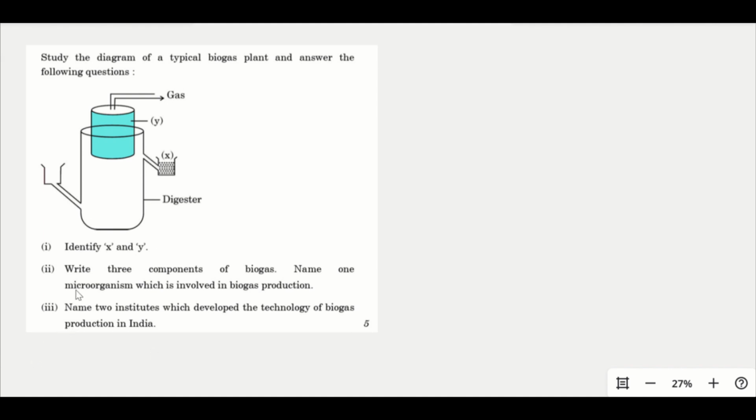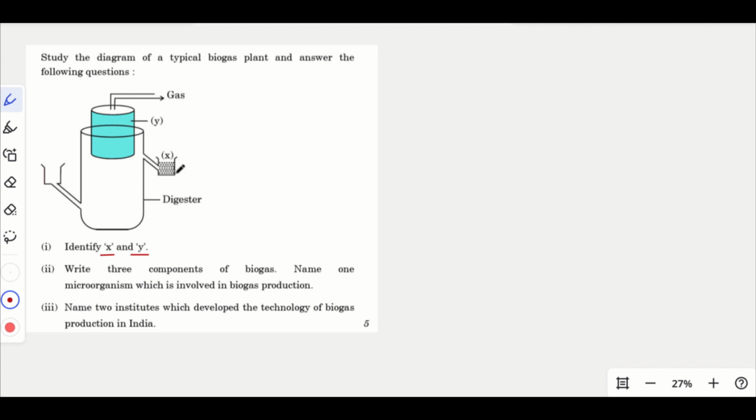Then write three components of biogas and also name one microorganism which is involved in the biogas production. And then you have to name two institutes which developed the technology of biogas production in India. So let's solve one by one. The first question is asking you to identify X and Y. So what is X and Y?